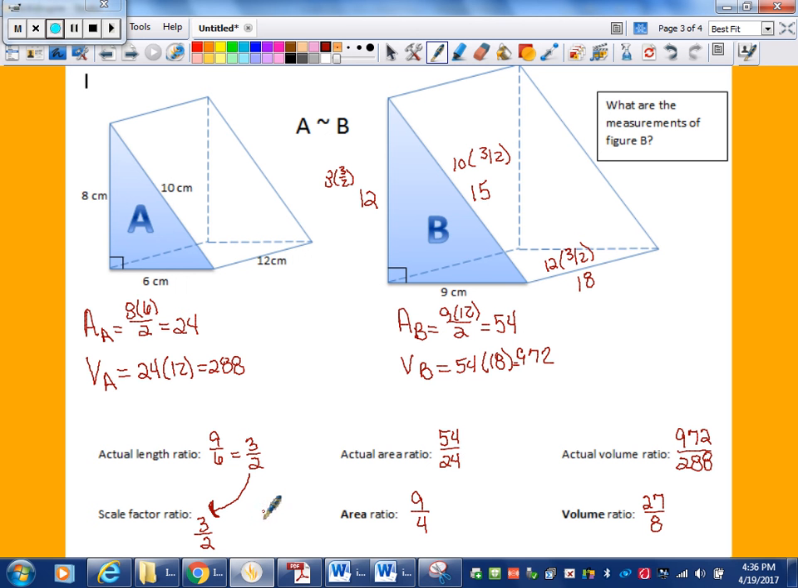Now, if you take a look at your scale factor ratio and your area ratio, you'll notice that all you did to your scale factor ratio was square it. It's squared because you are multiplying both of your sides by the ratio you increased it by. Same thing for volume, except it's no longer squared, it's now cubed. So I cubed my scale factor to get my volume ratio because I'm increasing all three dimensions by the same factor.